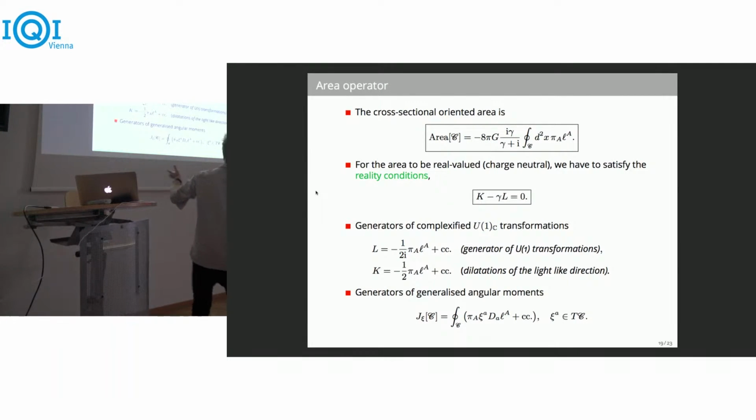And similarly, you can construct angular momentum operators that are the generators of these rotations, which are diffeomorphisms that normally we would think of as gauge transformations, but they are not gauge transformations because we now have a boundary, and these transformations do not vanish at the boundary but move it. So they are large gauge transformations.